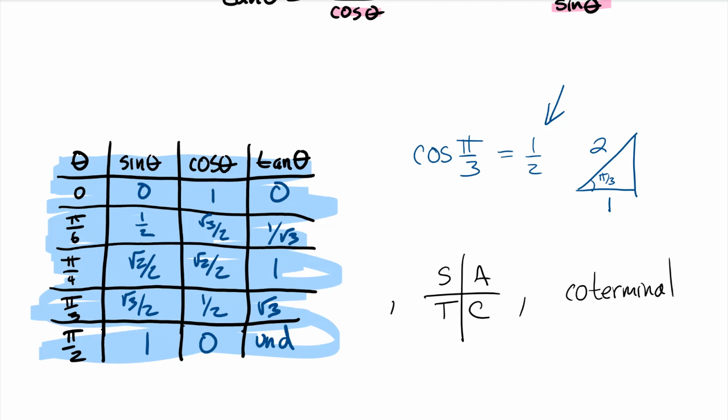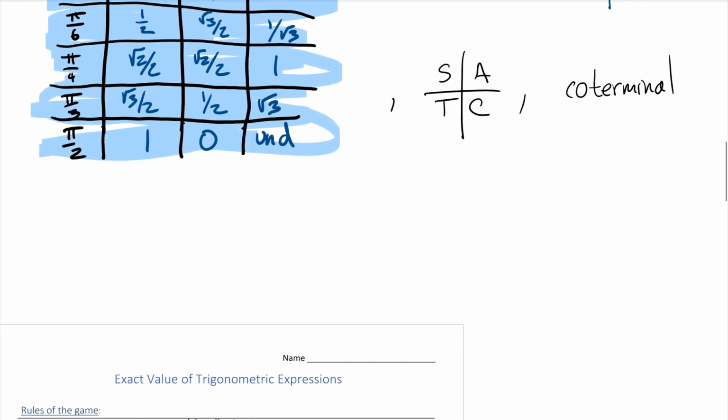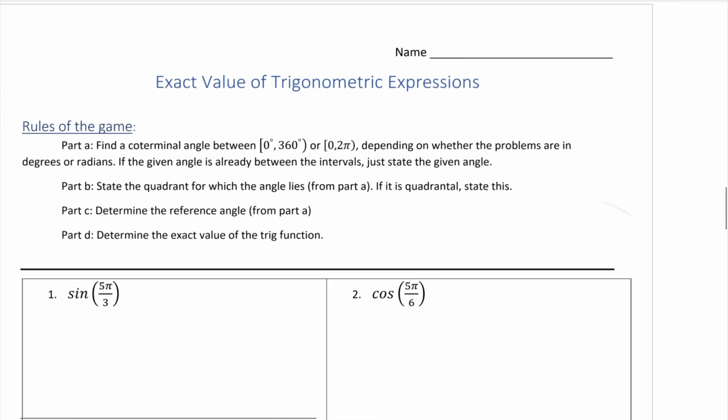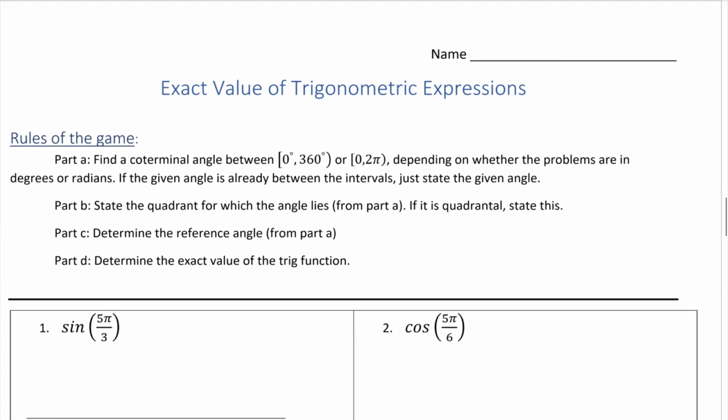So here's an example of a worksheet that I might give out to students. Maybe this is your worksheet. I give the rules of the game, because I'm trying to lead you into how we do this. Rules of the game. First thing, part A. We want to find a coterminal angle between 0 and 360 or 0 and 2 pi, depending on whether the problems are in degrees or radians.